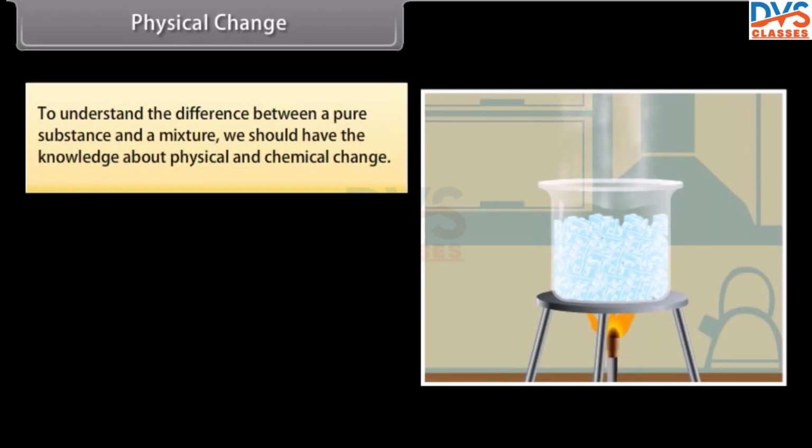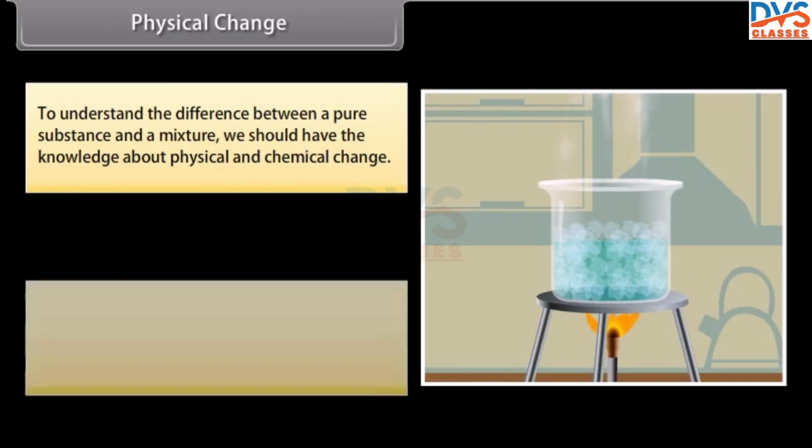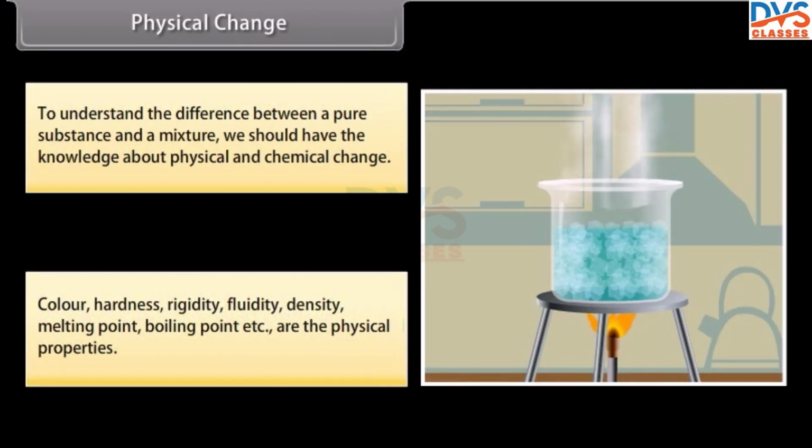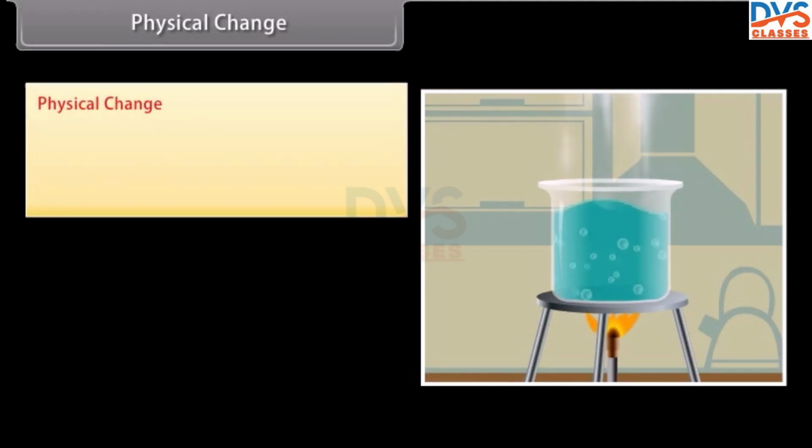Physical change. To understand the difference between a pure substance and a mixture, we should have knowledge about physical and chemical change. Color, hardness, rigidity, fluidity, density, melting point, boiling point, etc. are the physical properties. Physical change.